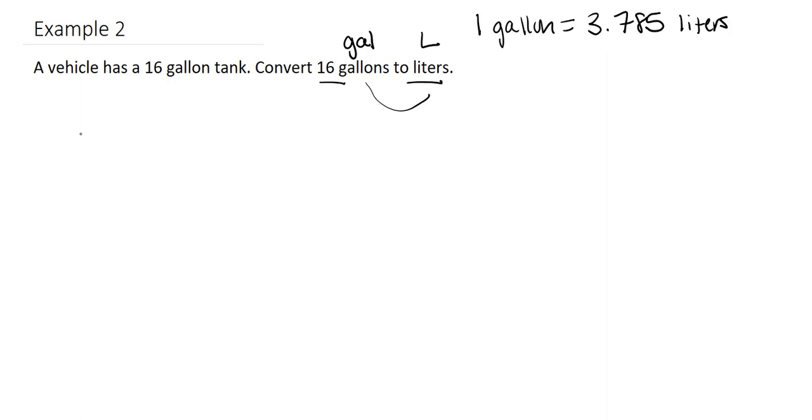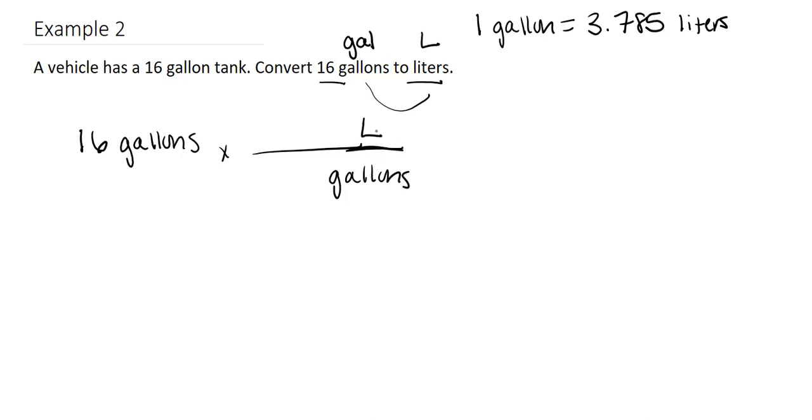So we have 16 gallons. Therefore, we need to get rid of gallons, so we put gallons on the bottom. This way we can cancel it out. We're going to put liters on the top because we need to get to liters, and then we need to cancel out gallons. So our relationship is gallons and liters. This is how we would set up our problem. Now we just need to fill in the numbers.